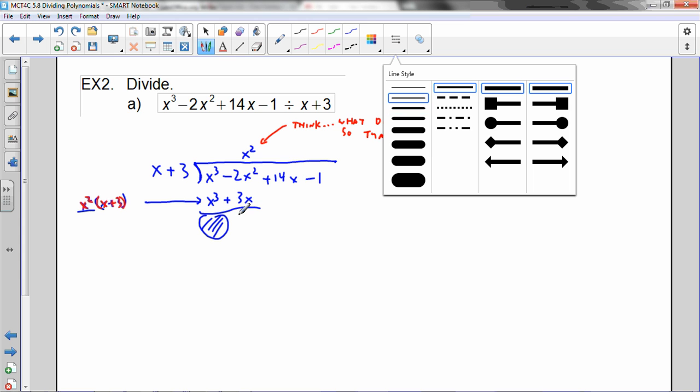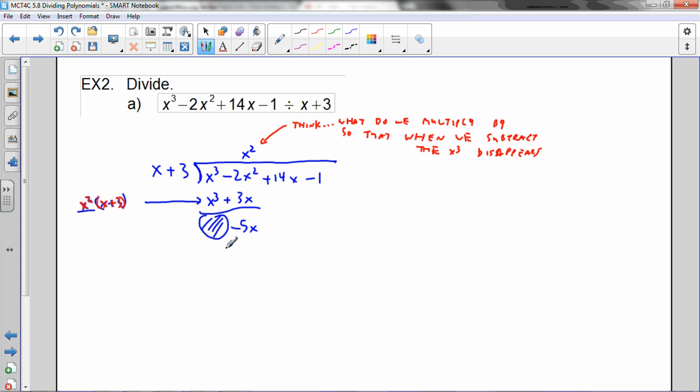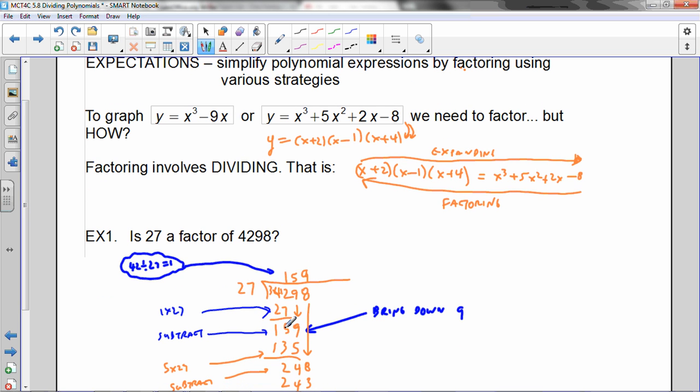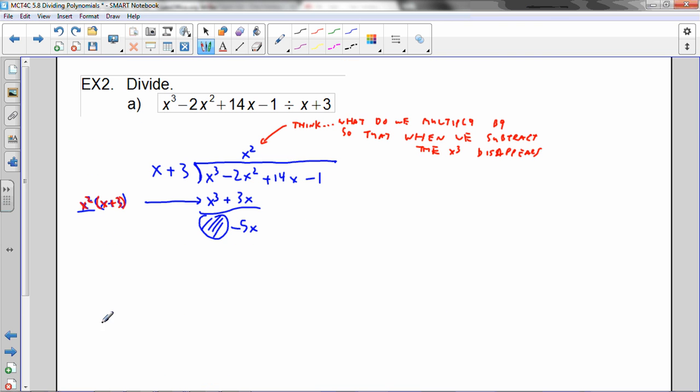I subtract. Be careful now. -2 subtract 3 is -5x. And that's kind of like this subtract right here, right? Well, what was the next step? The next step was to bring down the 9. Well, I'm not going to bring down a 9. What I'm going to do is bring down the 14. Well, 14x. Oops. I missed some squares there.